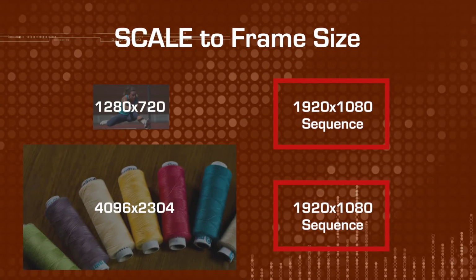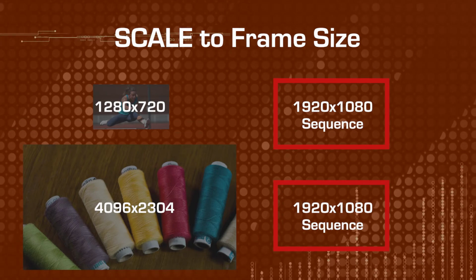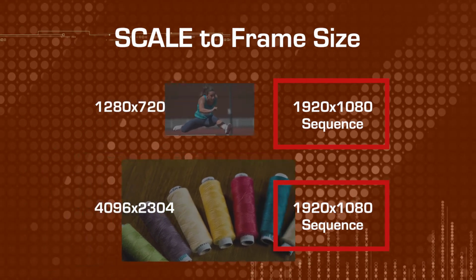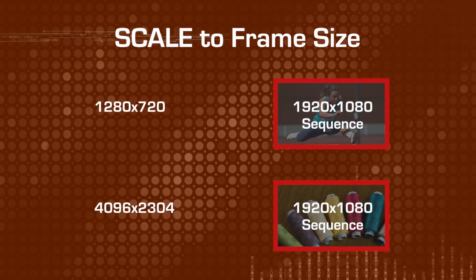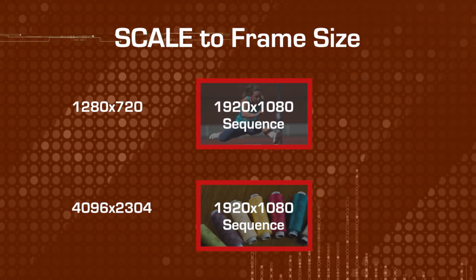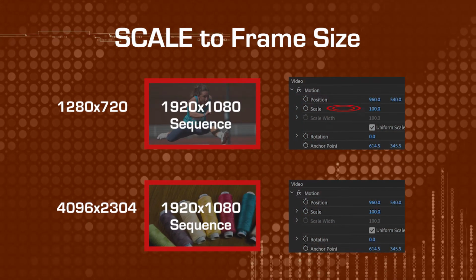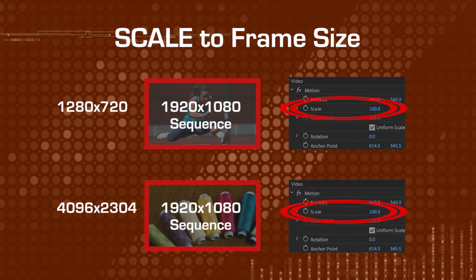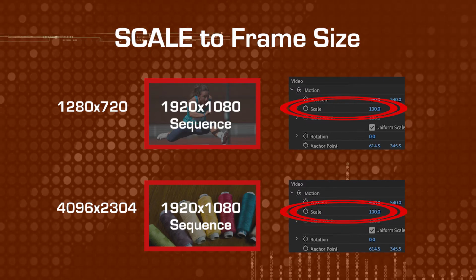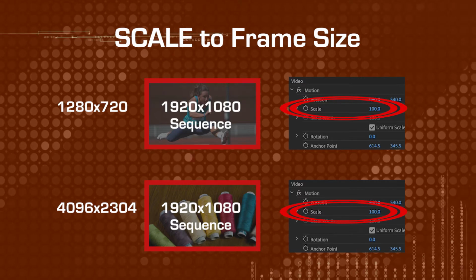So when you have scale to frame size as your default, all of your photos and video will scale up or down to your sequence frame size. And then in your scaling property, it will make that scaled size equal 100. This can be confusing, and I would generally avoid this preference setting.